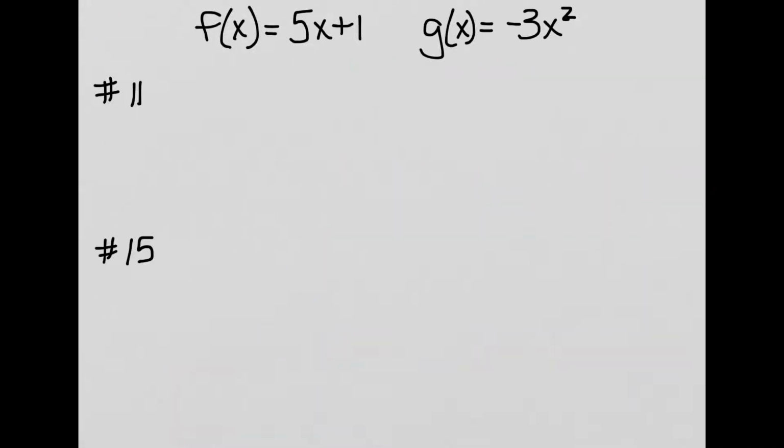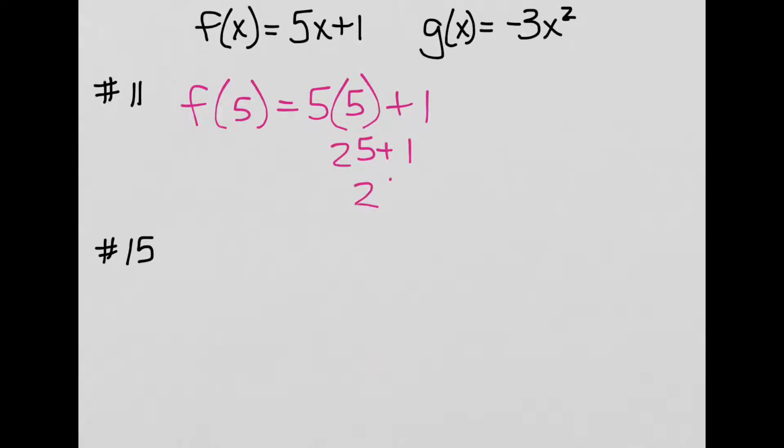Okay, last two I'm going to do here. 11 says find f of 5, and then I tell you at the top what f of x is. It's 5x plus 1. So f of 5 means I'm going to plug in a 5 instead of x and figure out what that is. So that's 25 plus 1, which is 26. So that means that f of 5 equals 26. I knew x. x was right there. It was 5. So I replaced x with 5.